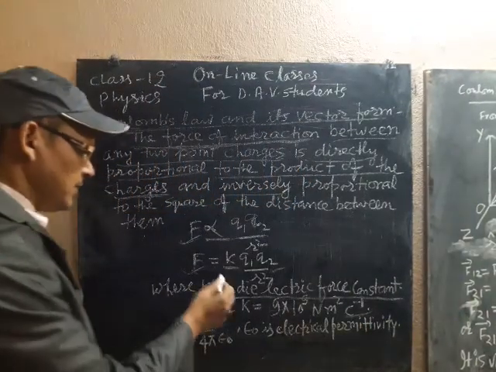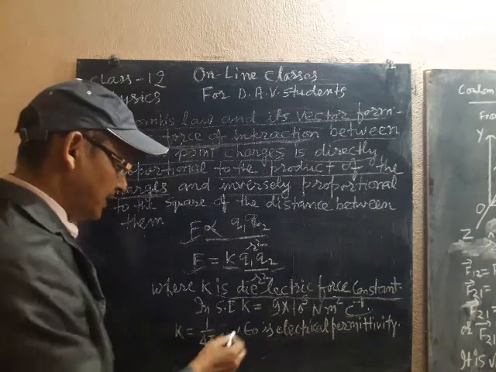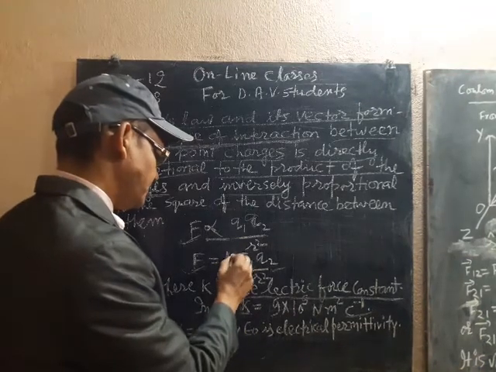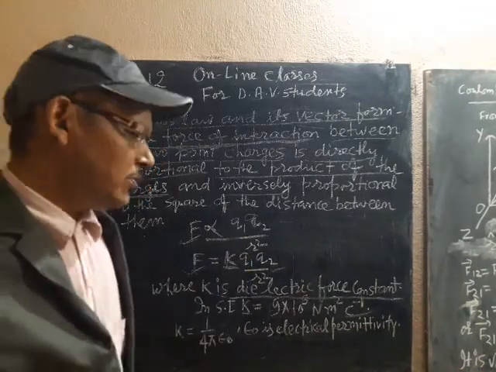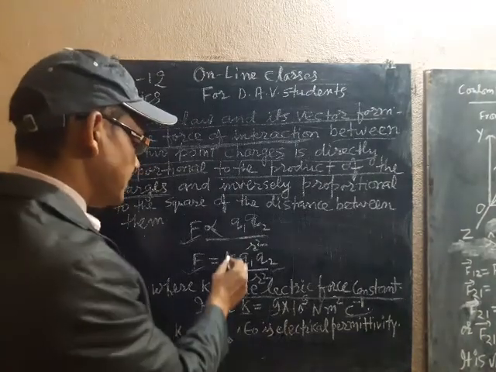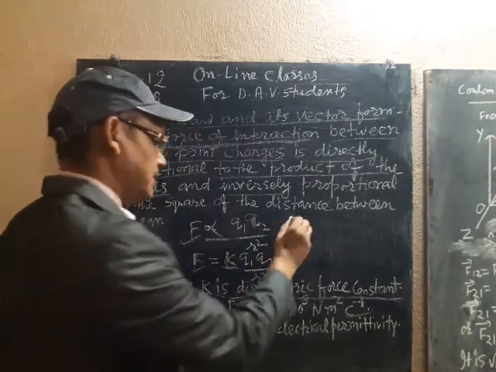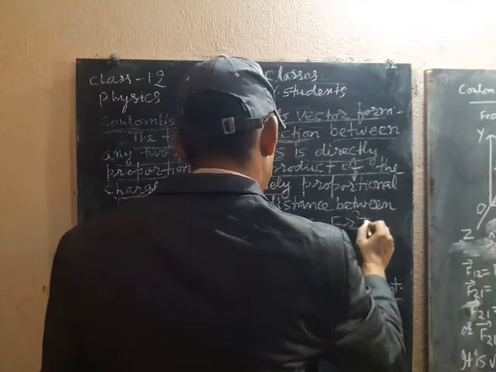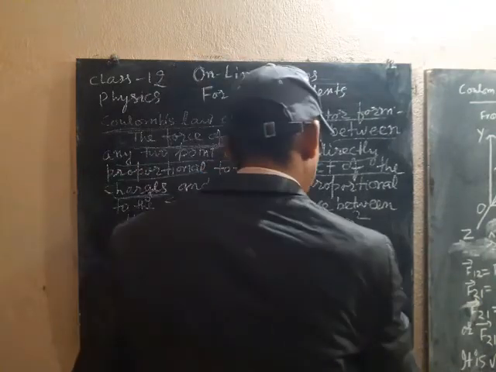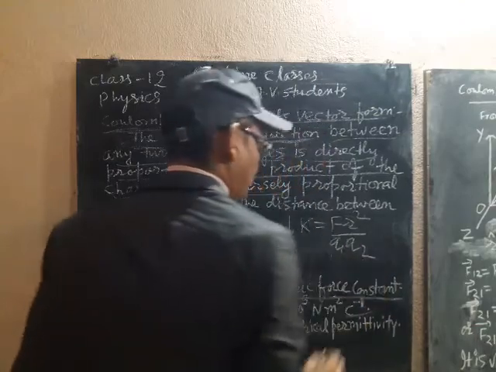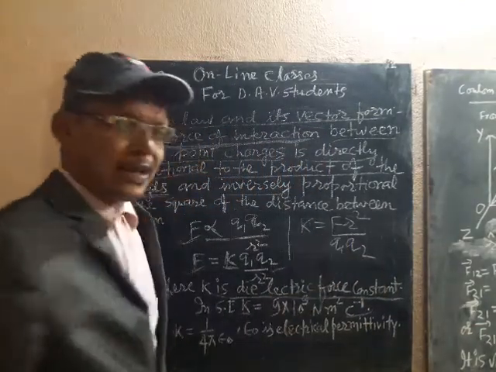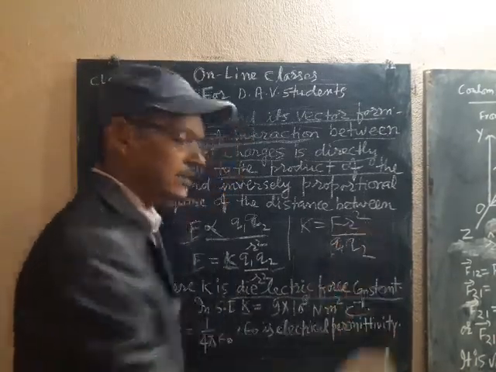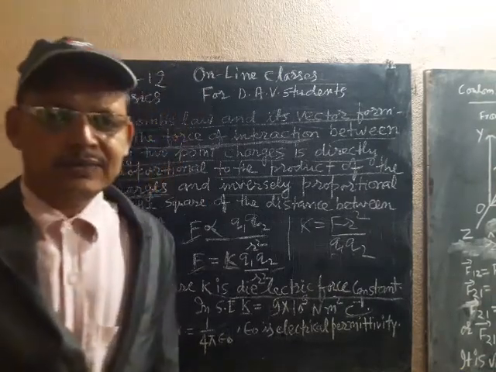If you want to find the dimension of K, you can simply find it. K is equal to F into R square by Q1 Q2. Here you should put the dimensions of force, radius and charges. You should know this.